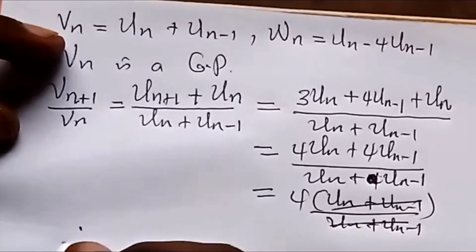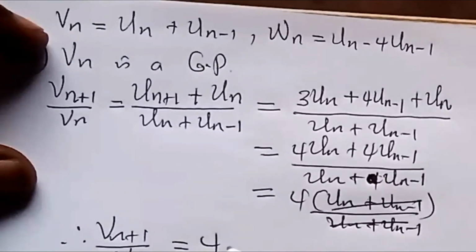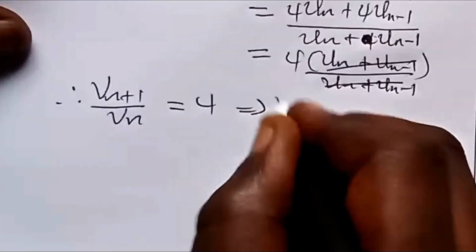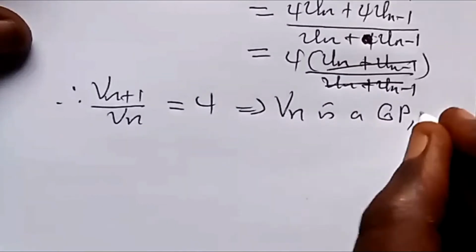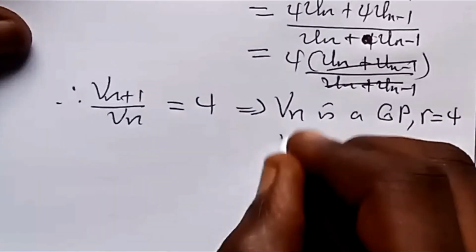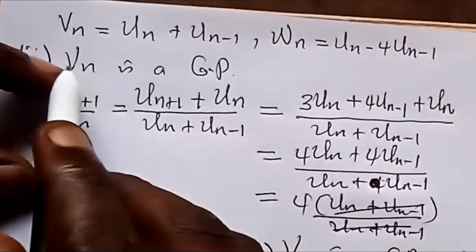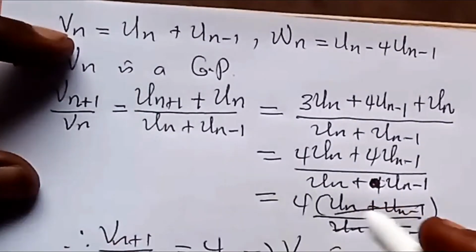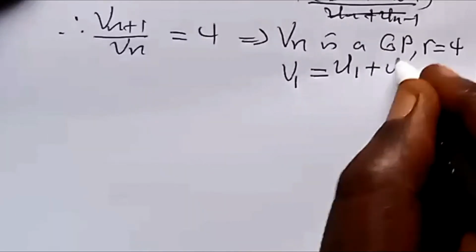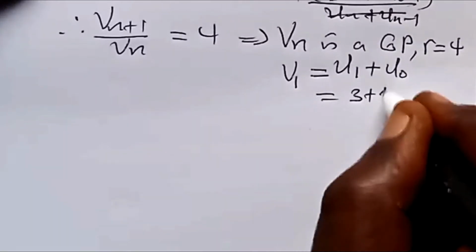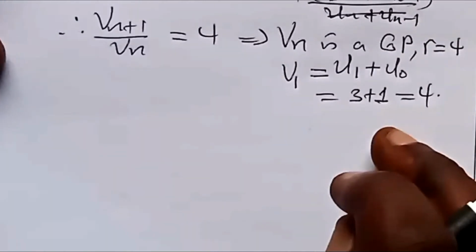This will cancel. Therefore, Vn plus 1 all over Vn equals 4, implying that Vn is a GP with common ratio 4, and V1 should be U1 plus U0, which is 3 plus 1, and that gives 4. Those are the characteristics of Vn.